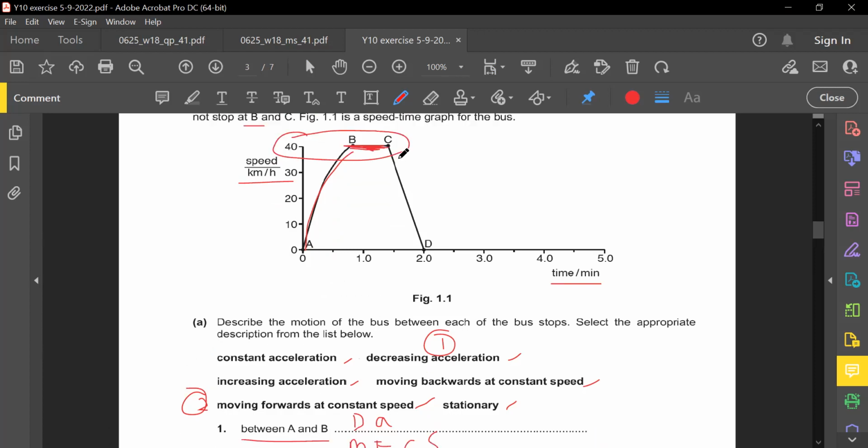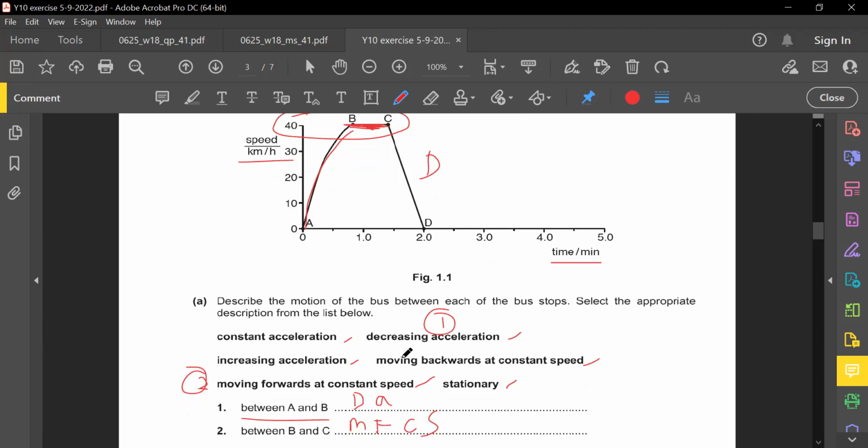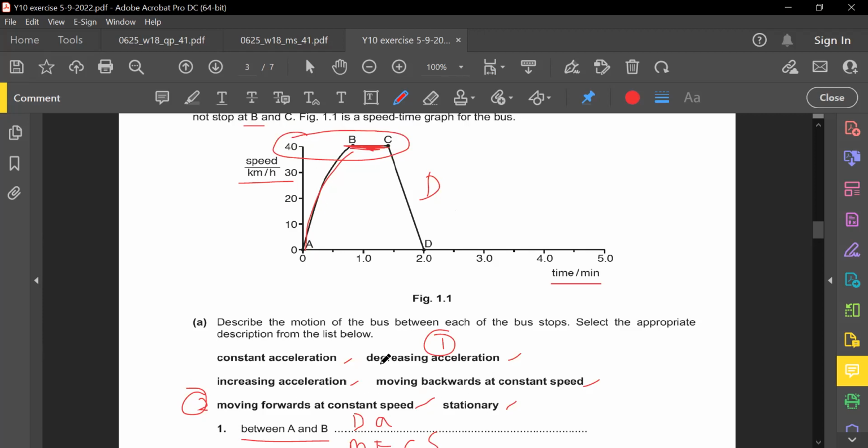Right, and then finally, this last part here, C to D, is supposed to be deceleration, right? But you notice that in these selections here, there's nothing that says deceleration. So which one is the closest one to this part already? Decreasing acceleration? No. Decreasing acceleration is used already.